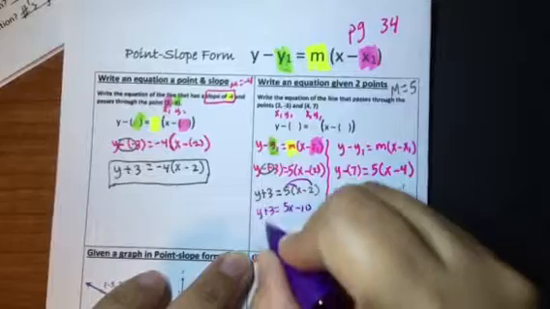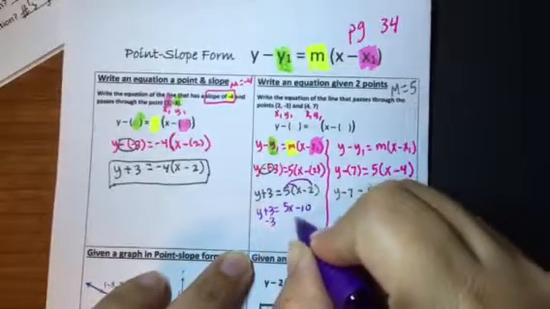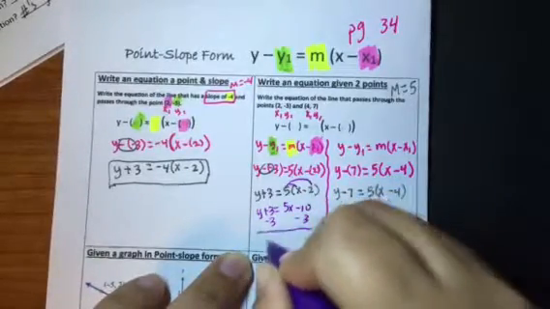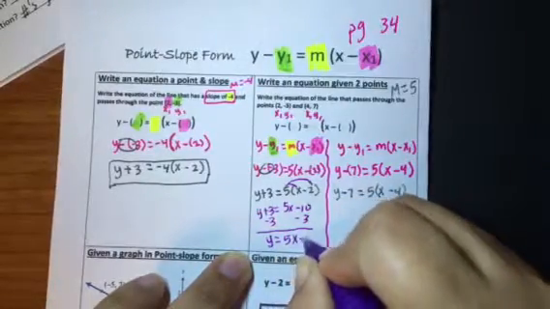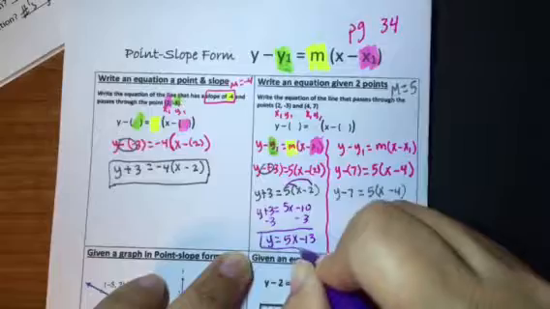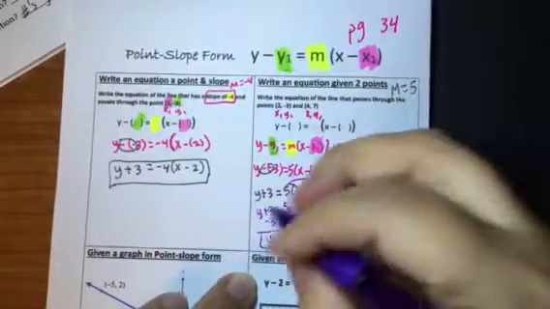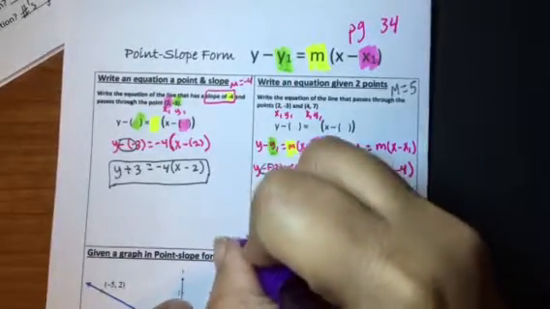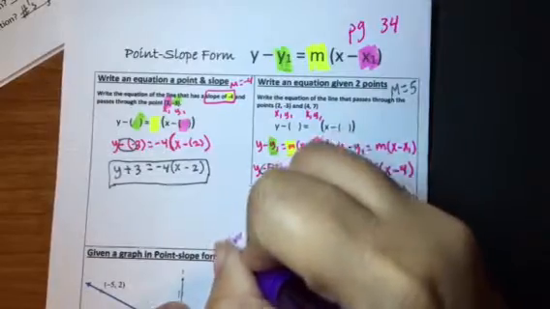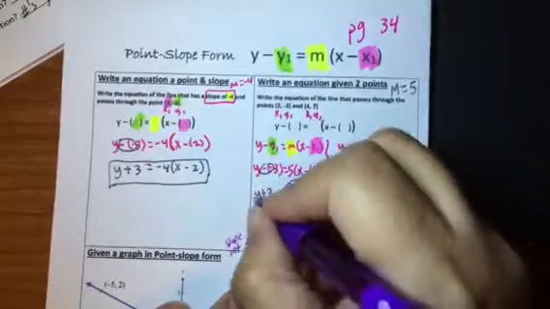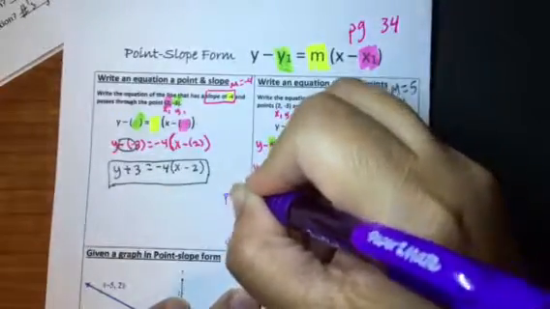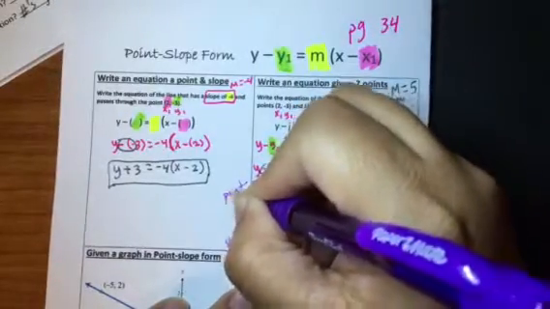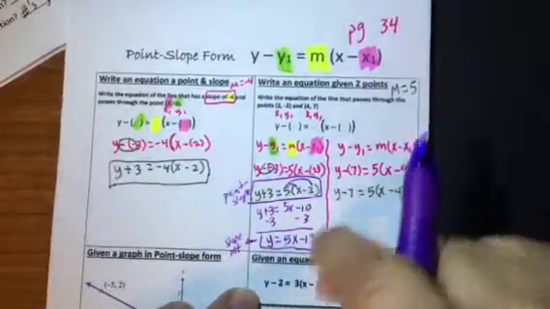If I want to get y by itself, I have to move this 3 over. So here's my equation, y equals 5x minus 13. So this is slope-intercept form. This right here is point-slope. So both of these are correct.